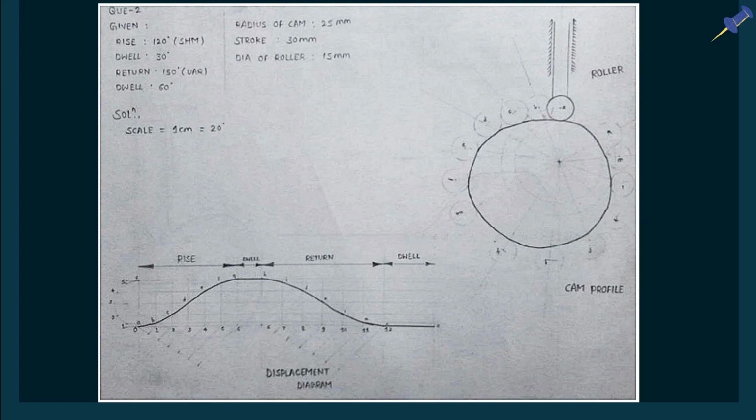Then draw the axis of the cam, and since the follower is radial, the center line or the line of action is on the center. So now draw the roller. It is on the lower position of the circle.